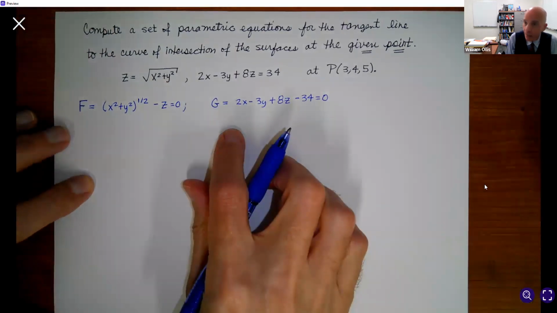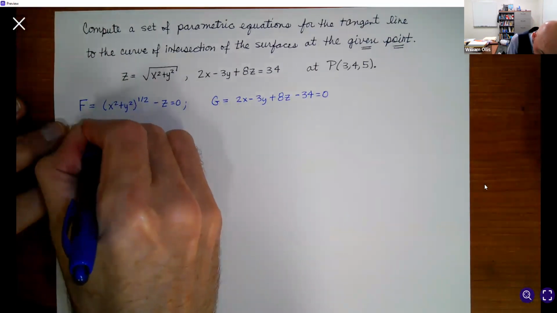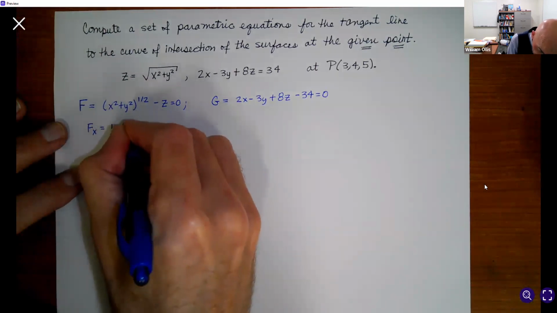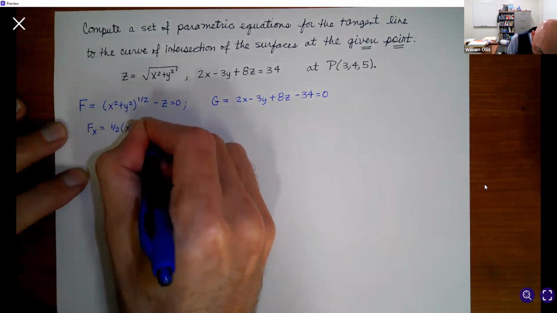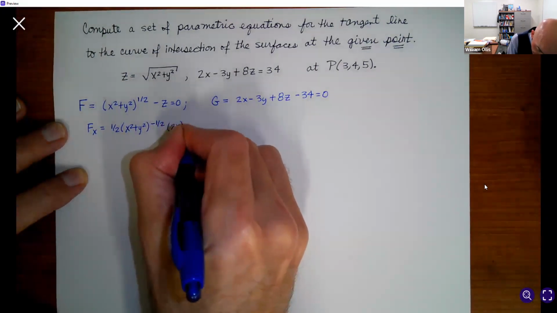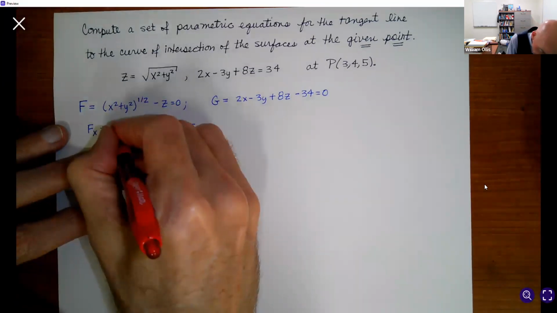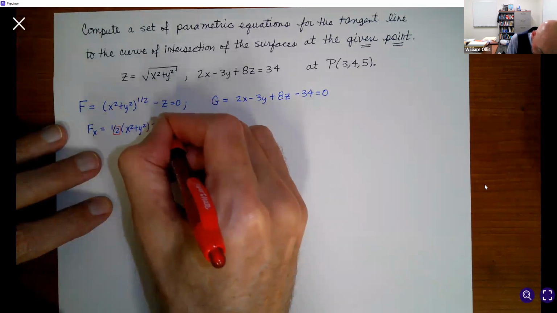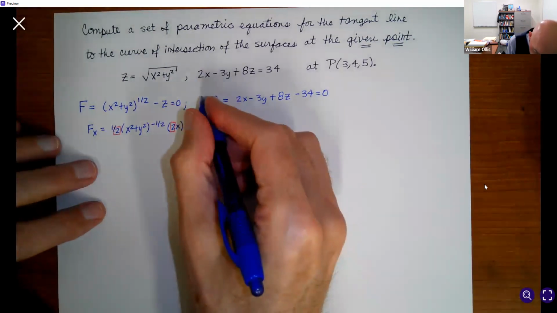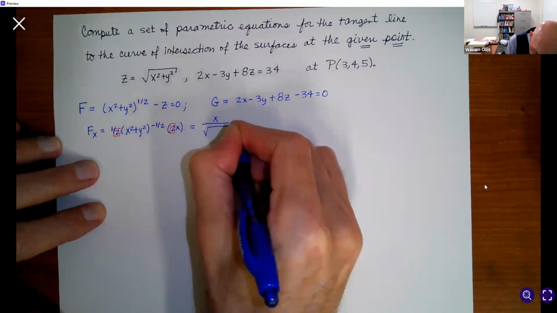Now we can take gradients to get the normals to the surfaces. So F_x will be 1/2 (x squared plus y squared) to the negative 1/2, and then using the chain rule, times 2x. And we can go ahead and simplify here. The 2's obviously will absorb, and we're left with the x in the numerator. And of course, you can move the radical to the denominator.